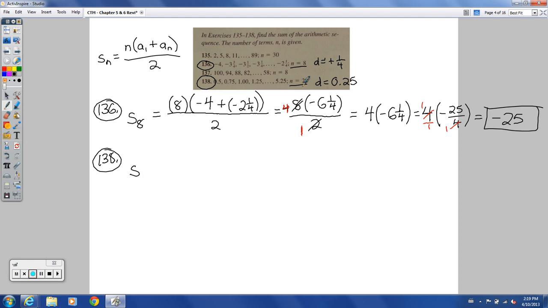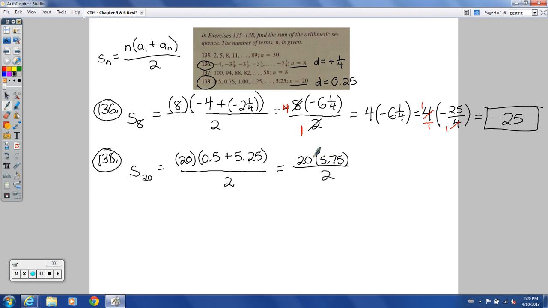So the sum of the first 20 terms, I wouldn't want to add these 20 numbers together separately. This one, it might have been faster, just barely, to add these together separately, but here I don't think so. If we plug things in, we're going to have 20 times the first term, 0.5, plus the last term, the 20th term, 5.25, divided by 2. And so we have 20 times 5.75 divided by 2.